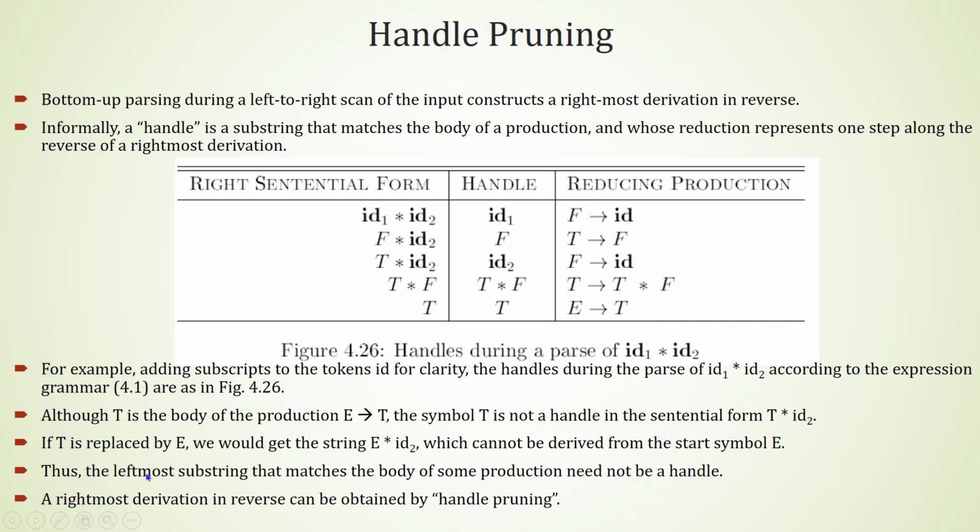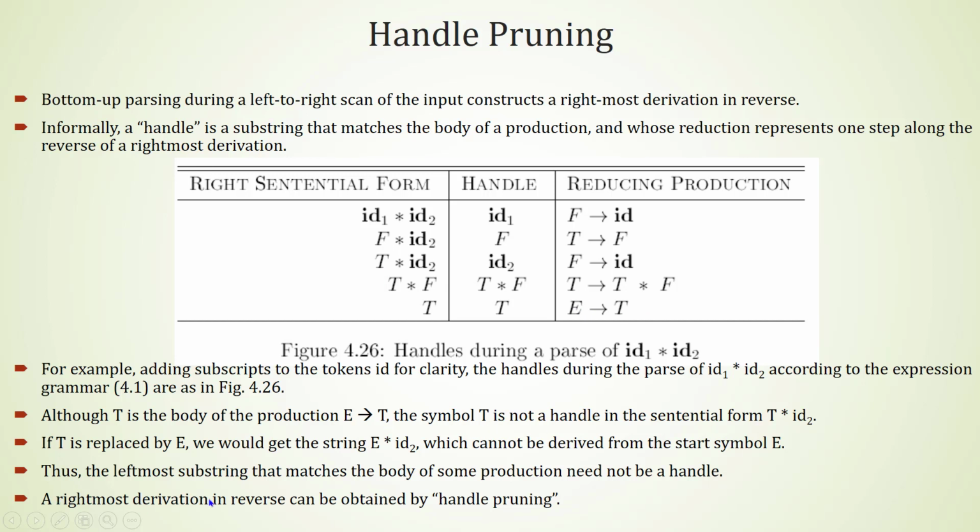So from this it is clear that the leftmost substring that matches the body of some production need not be a handle. Here actually this T, the leftmost substring, is matching the reduction E gives T, but T is not a handle.